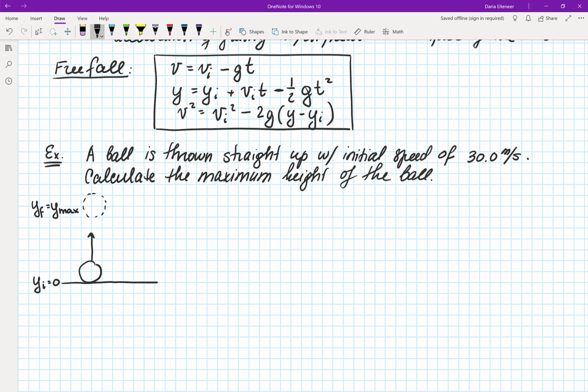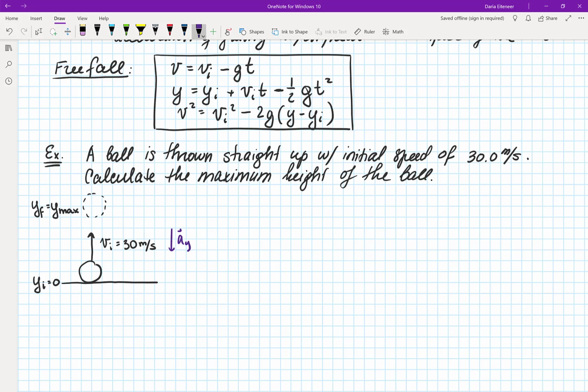If you want, you can also label the initial speed of 30 meters per second, like this. And somewhere off to the side, you can also draw acceleration. This acceleration is downward, obviously, acceleration due to gravity. We're not told about the presence of any other forces or complications, so this is a free fall question.